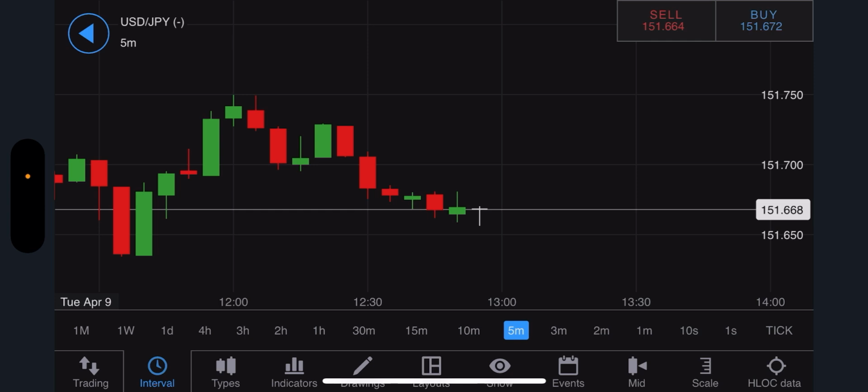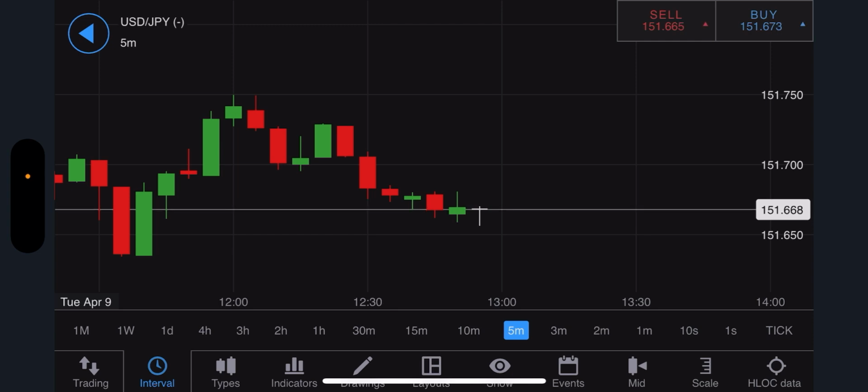So these little red and green bars that we see on the chart, we call them candlesticks. More on that in a moment, but each candlestick represents a specific time period. So in this case, what you see at the bottom of the screen highlighted in a blue box is 5M. That means we're looking at a 5-minute chart. So each candlestick represents a 5-minute period.